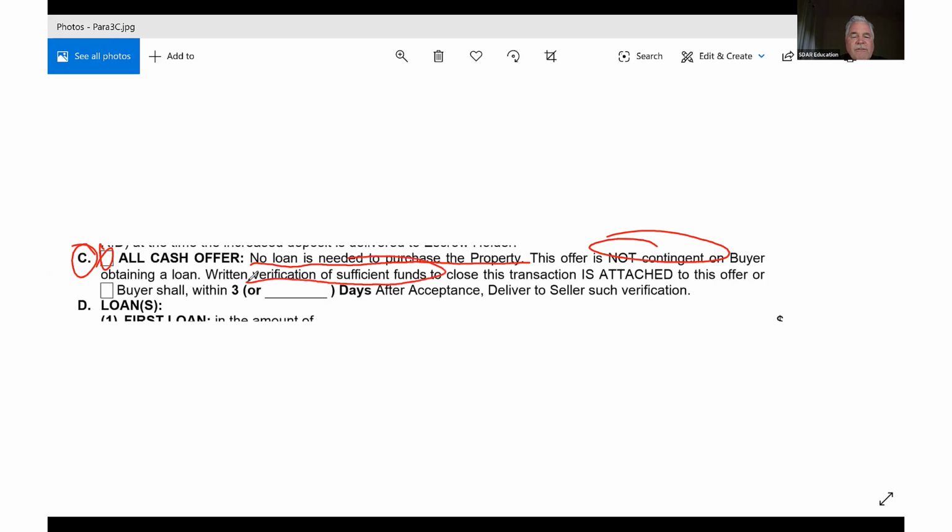Written verification of sufficient funds, just like you would for verification of deposit, for this transaction is attached. That's the default language, says it is attached to this offer. Or check the box: buyer shall within 3 days, or whatever, 5, 10, 20 days after acceptance, deliver to seller such verification. Remember, acceptance is a very important time because most all of our contingencies trigger off of that time. Deliver to the seller that verification, all right?